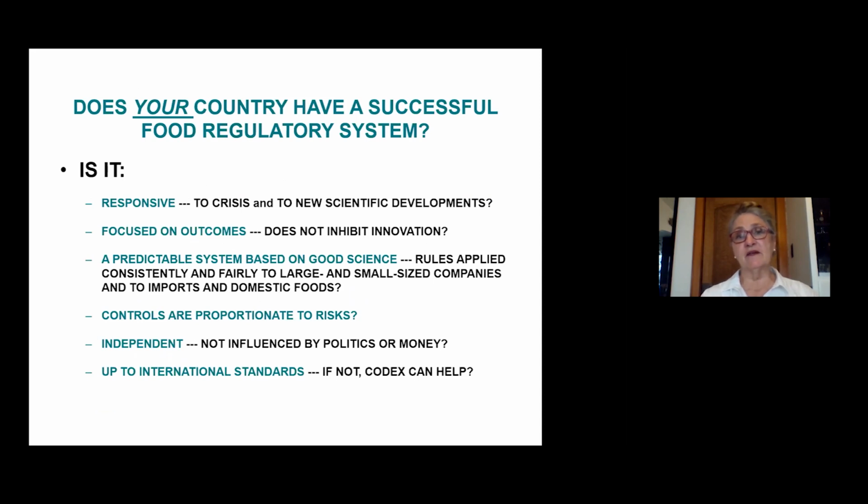So does your country have a successful food regulatory system? And to know if it's successful, you look at it. Is it responsive to the crisis or to a new scientific development? Is it focused on outcomes? Does it not inhibit innovation? Is it a predictable system based on good science? Do the rules apply consistently and fairly to large and small size companies and to imports and to domestic foods? Are the controls appropriate to the risk? Is it independent, not influenced by politics or money or big business? Is it up to international standards? If not, Codex can help that.